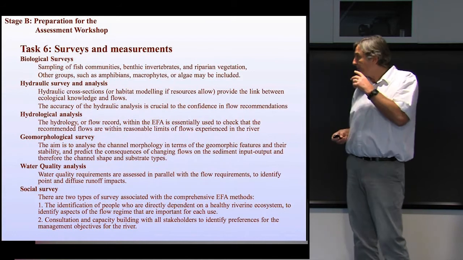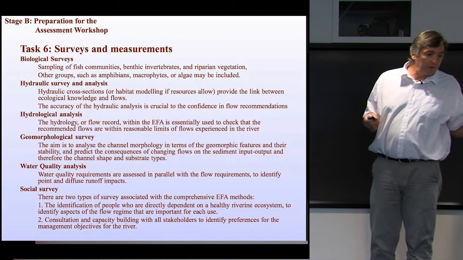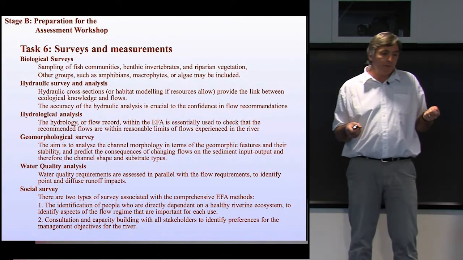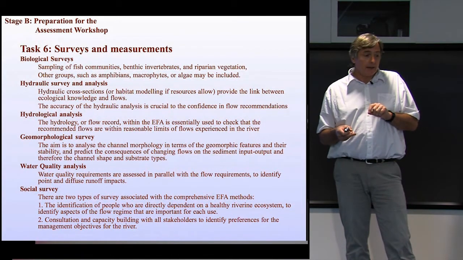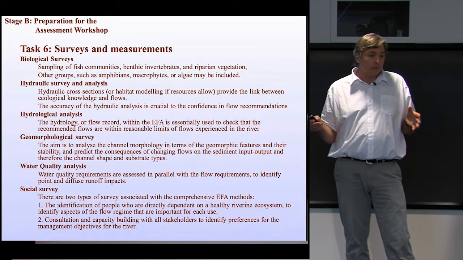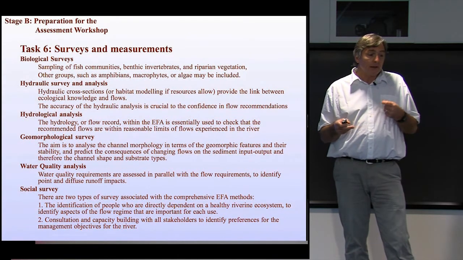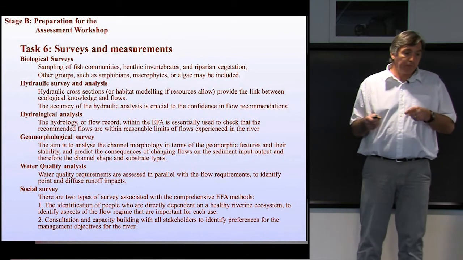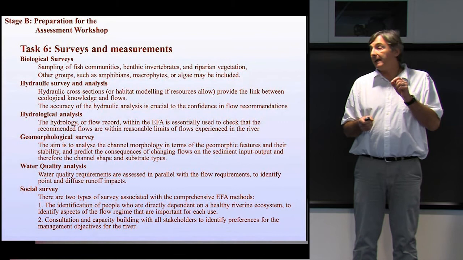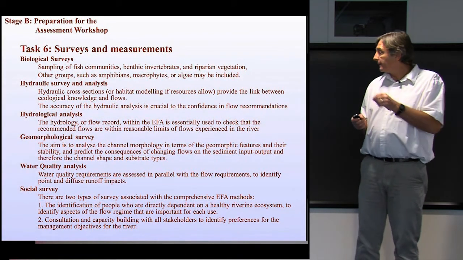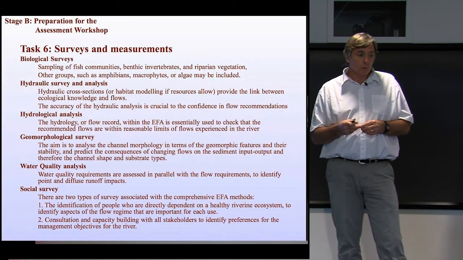Okay, then surveys and measurements. Here you've got the different biological surveys, fish communities, benthic invertebrates, riparian vegetation, and the other groups if necessary. Hydraulic survey and analysis to provide the rated cross-sections or habitat modelling, to provide the link between ecological knowledge and the flows required to maintain the habitats, and the accuracy of that hydraulic survey and modelling is crucial to the confidence of the overall process.